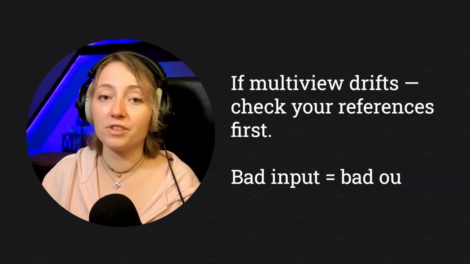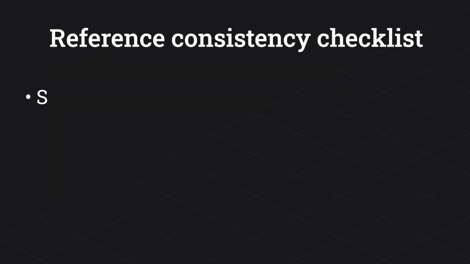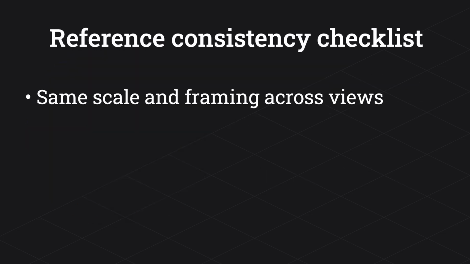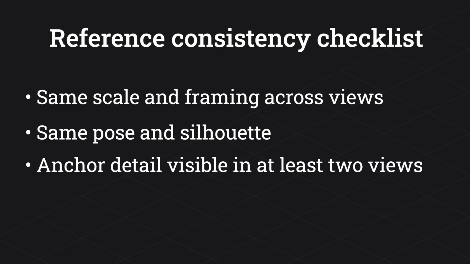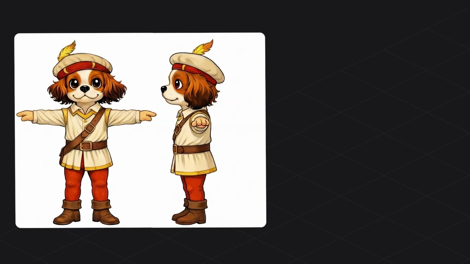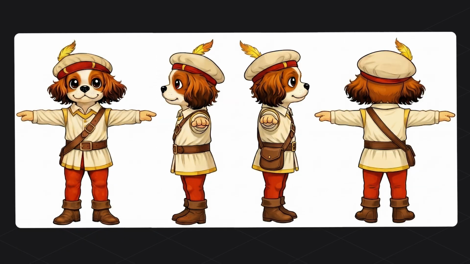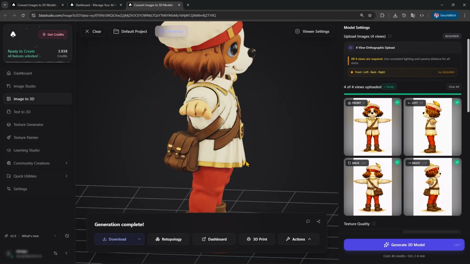Here's the final recap. Rule of thumb, when multi-view drifts, check your references first. Check 4 things. Your references have the same scale and framing across views. That there is the same pose and silhouette. That the anchor detail is visible in at least 2 views. And most importantly, that the attachment points agree. If, for example, a strap starts higher in one view and lower in another, the model can't invent a physically consistent strap, so it can average and then it will not align.